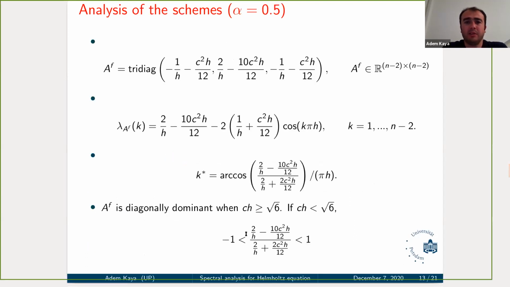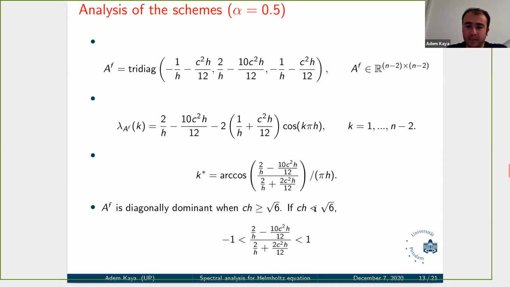Now let's see what happens when alpha is equal to 0.5. In this case, we have a fourth order finite difference scheme. Again, we have a symmetric three diagonal matrix, AF. And here, the root of lambda k is arccosine of something over pi over h. In this case, AF is diagonally dominant when CH is greater than or equal to 6.